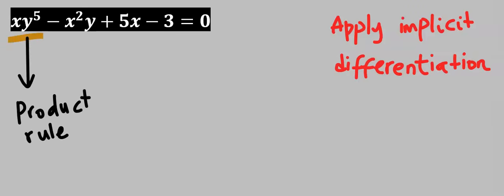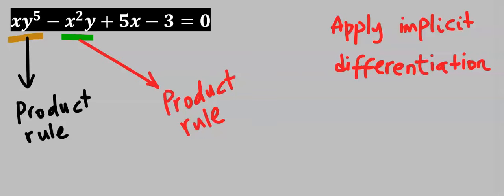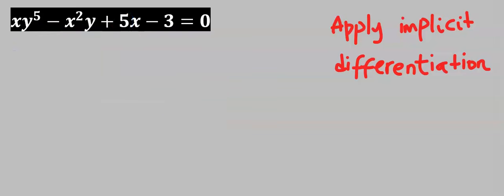Here, we are going to apply product rule. Likewise, to this, we are going to apply product rule. X is multiplying y to the power of 5. Likewise, x squared is multiplying y. 5 is multiplying x, however, 5 is a constant and not a variable. Let's keep x constant while we differentiate y.